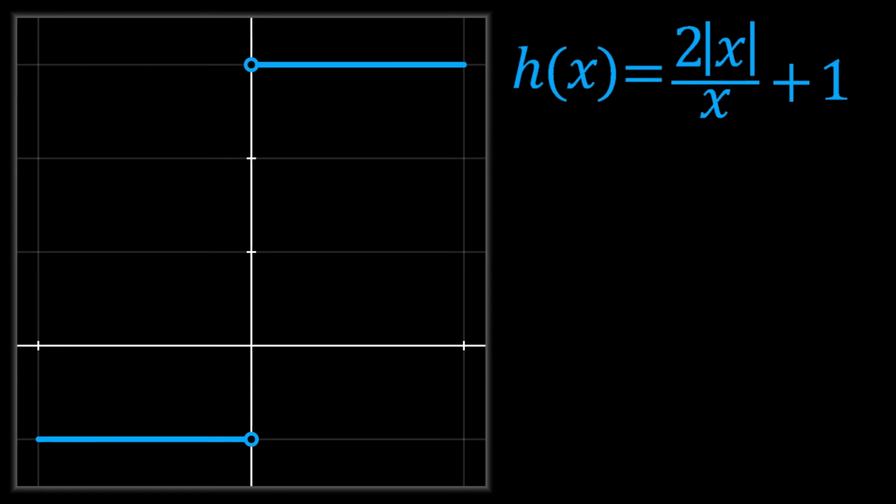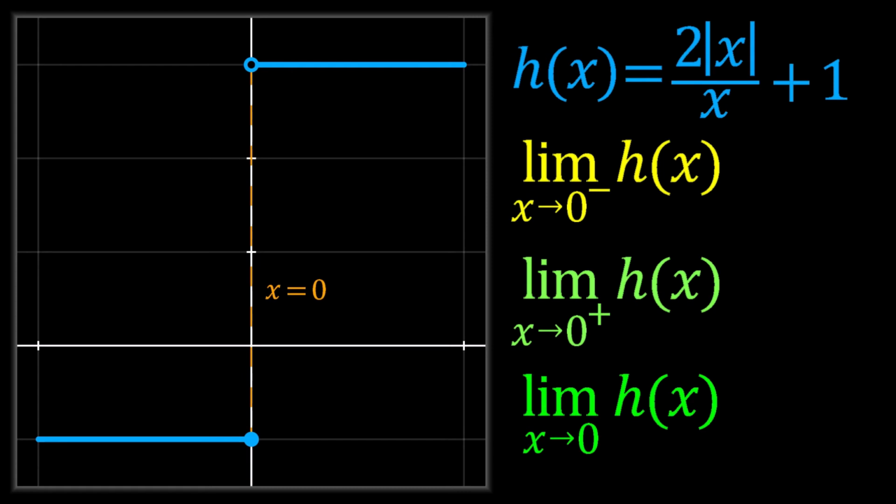Here's the function h of x equals 2 times the absolute value of x over x plus 1. Quite a mouthful. Let's throw all our limit tools at this graph. Pause, try, and return.